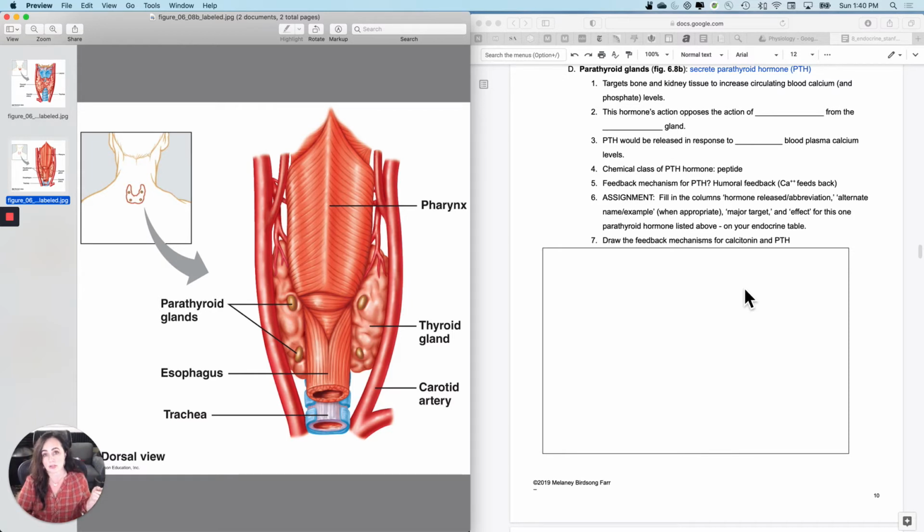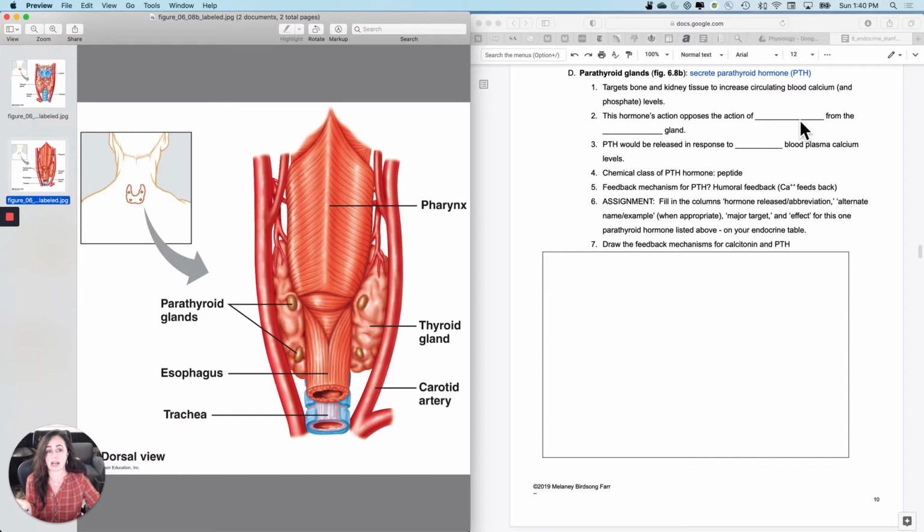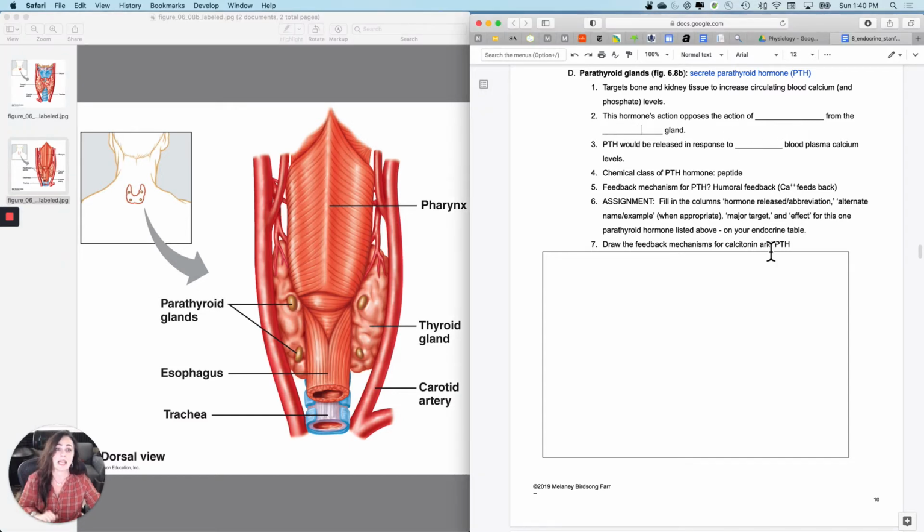Parathyroid is really the contrast or the antagonist to calcitonin. And the parathyroid glands, these little guys you're looking at here, only release one hormone that you guys are going to learn, only one hormone that I ever learned, and that's parathyroid hormone, abbreviated PTH. And it really does the opposite. It basically allows you to increase your circulating blood plasma calcium levels. It also does something with phosphate, but we're not going to concentrate on phosphate. So this hormone's action opposes the action of calcitonin from the thyroid gland. And PTH would therefore be released in response to, if it's supposed to increase circulating blood plasma calcium levels, low blood plasma calcium levels. It's a peptide and it's got humoral feedback as well. The calcium is what's going to feed back. So we're going to draw the two feedback mechanisms for calcitonin and PTH. And this time I'm going to try to do it right.